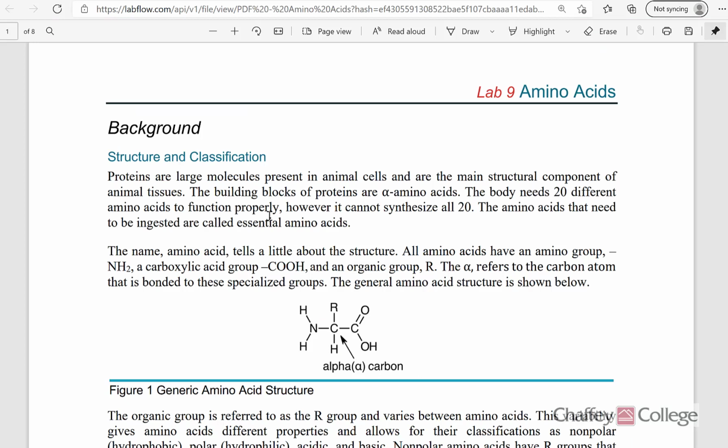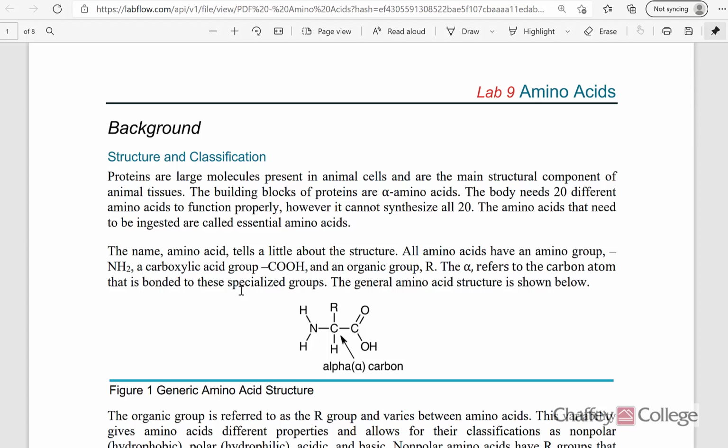This lab experiment has two sections. In part 1, we will learn about the structure of amino acids, and in part 2, we will learn about a technique called thin layer chromatography. And using this technique, we will determine the identity of an unknown amino acid from the list of amino acids whose data is provided to us.